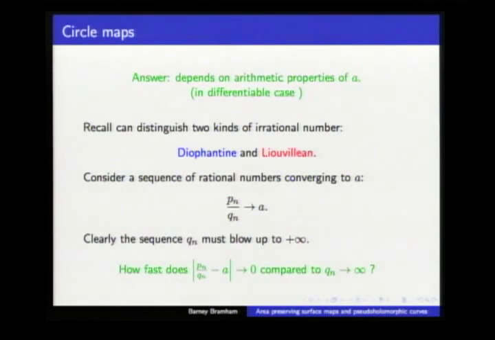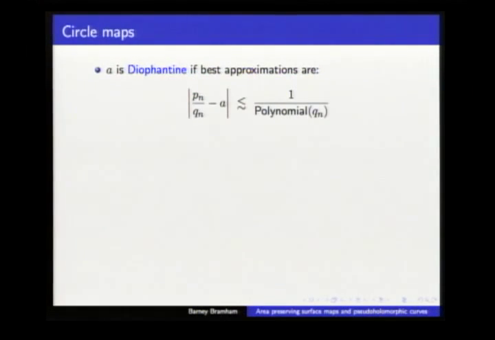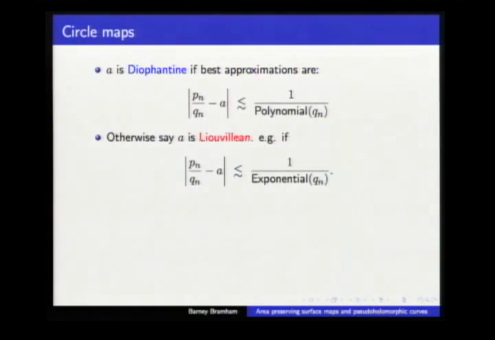And if it converges very fast, then it's Liouvillean, otherwise it's Diophantine. So a little bit more precisely, if it converges no faster than 1 over some polynomial expression in the denominator, then it's Diophantine, and otherwise Liouvillean. So for example, if it goes like 1 over an exponential, then it's Liouvillean.